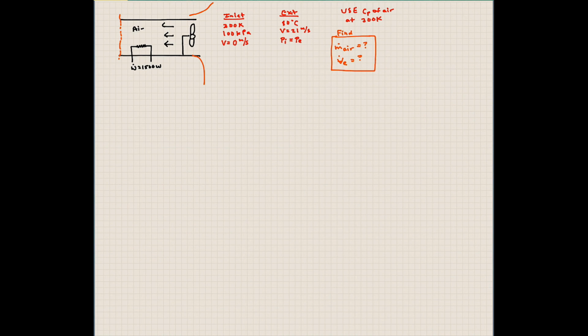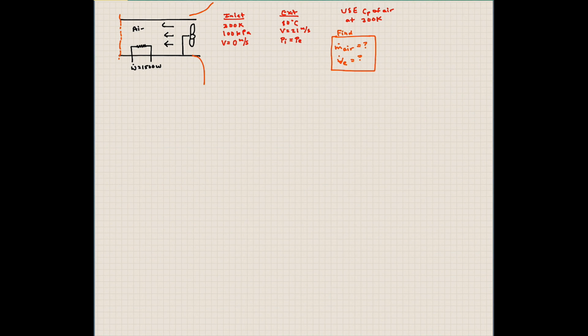Anyhow, the velocity at the exit there would be 21 meters per second. And it would be heated from this resistive heating element. It's providing 1500 watts to 80 degrees Celsius. All right, so we want to find out here the mass flow rate of air needed to make this happen, and also what's the volumetric flow rate at the inlet.